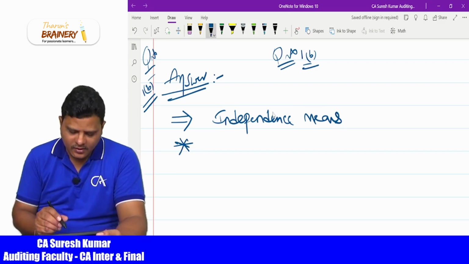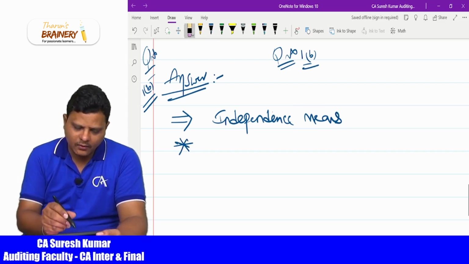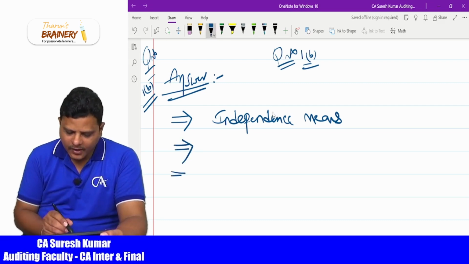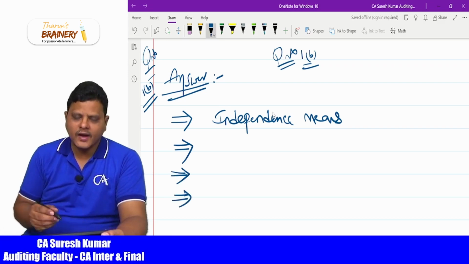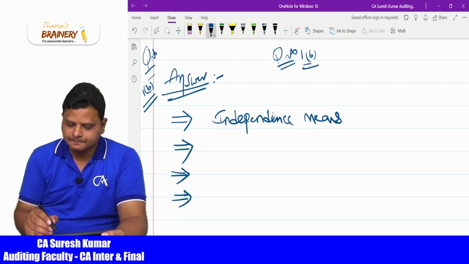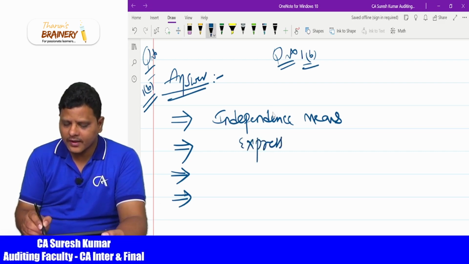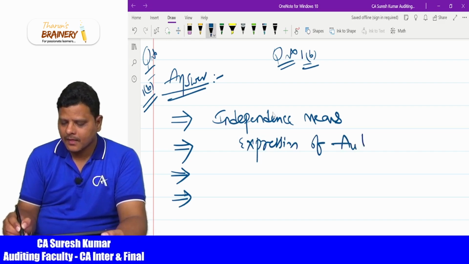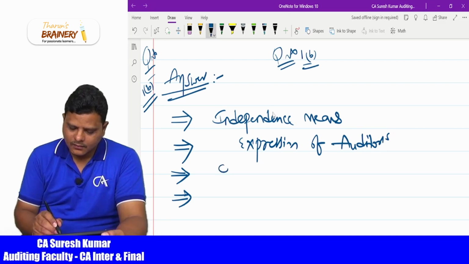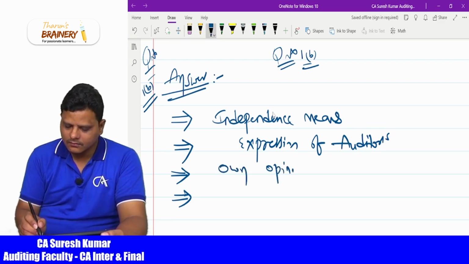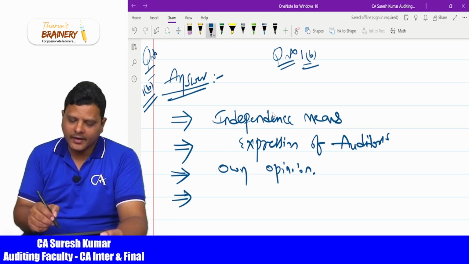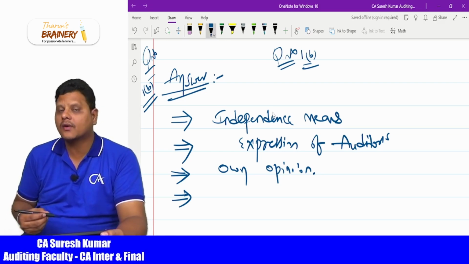So instead of this, let me erase this, I can go for the same bullet point. Where it will give clear cut information to the paper evaluator. Independence means expression of auditor's own opinion. Now what I am writing here is, independence means expression of auditor's own opinion. I am writing bullet point wise, where it gives clear cut information to the paper evaluator.